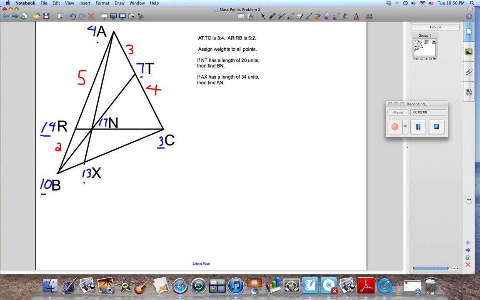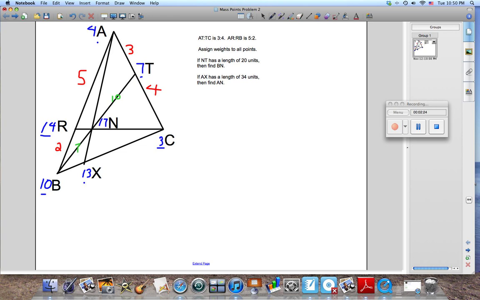I'm going to write in, I'll switch colors again to green, I guess. N to t, the b has a value of 10. So I'm going to put a 10 on n to t. The t has a value of 7, so 7 goes here.